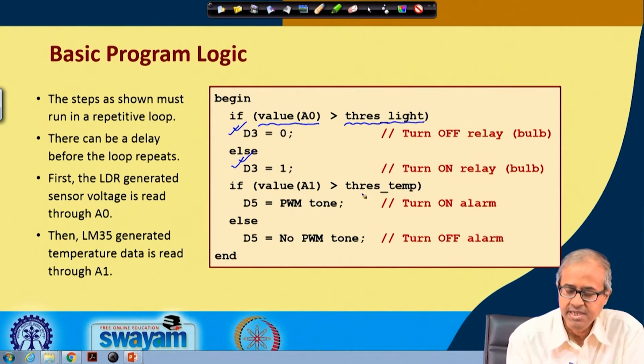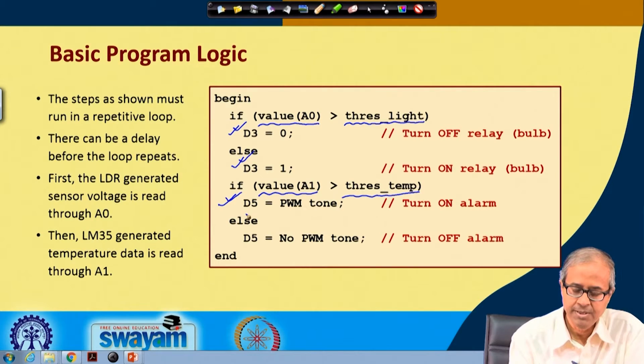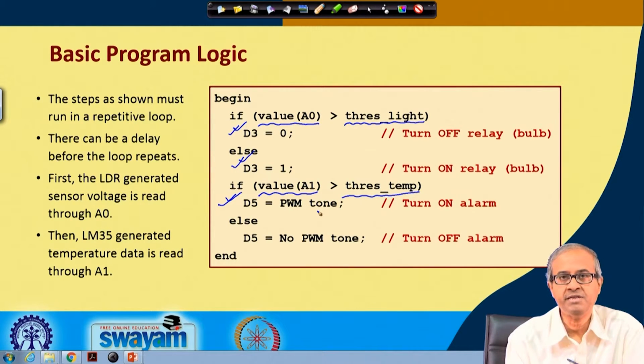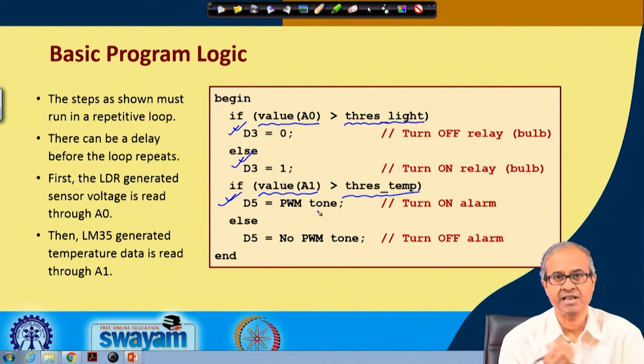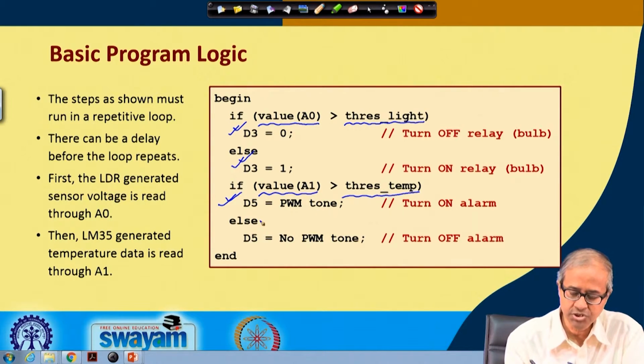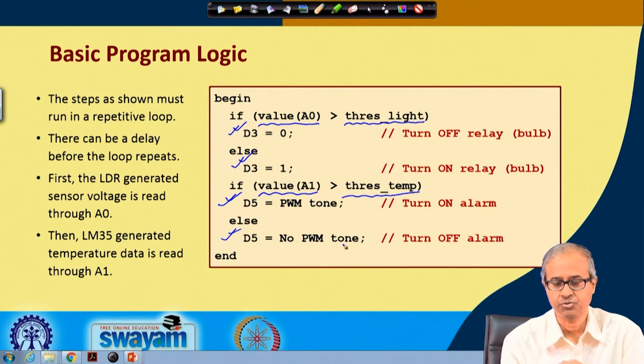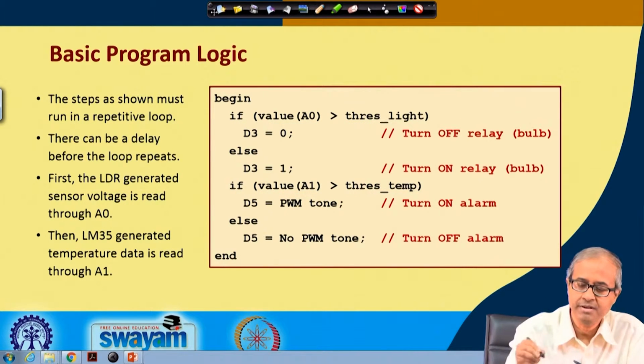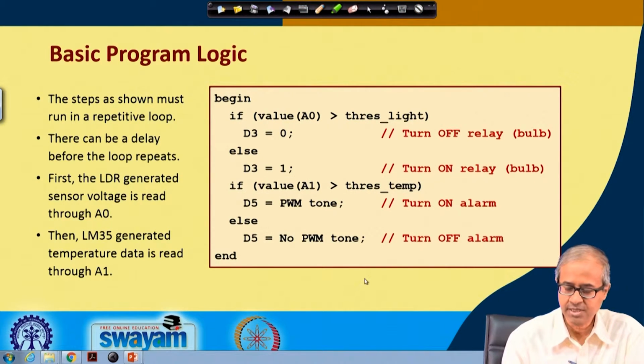After that you check a similar thing for the temperature. If the value on analog port line A1 is exceeding some threshold level, then you play a tone on the speaker which will indicate an alarm, but if it is not, there will be no PWM tone, that means you do not play a tone. Now, let us look at the program.